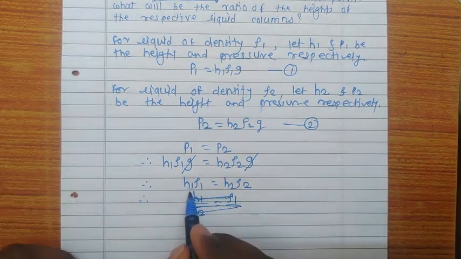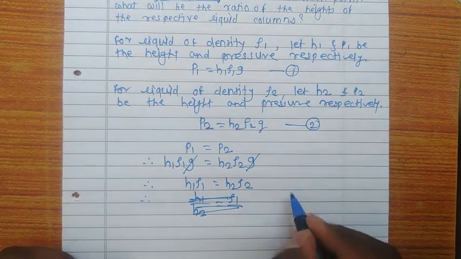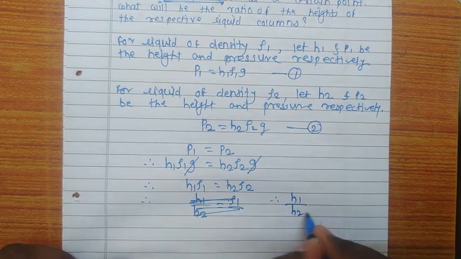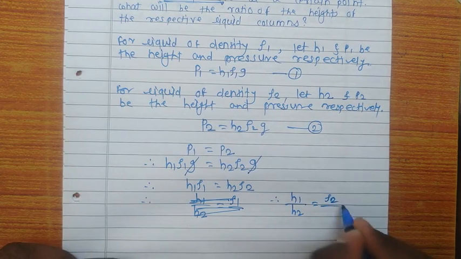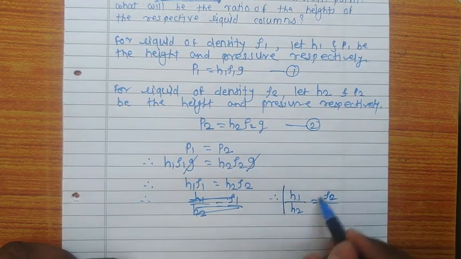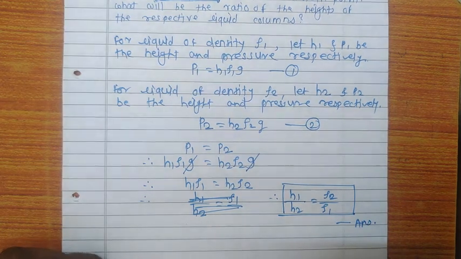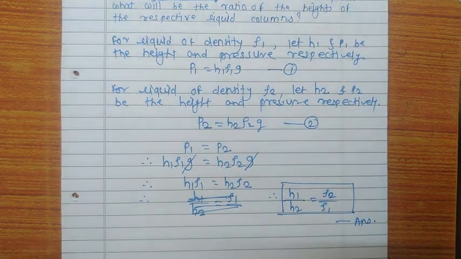So from this, h1 rho 1 is equal to h2 rho 2. Therefore h1 upon h2 is equal to rho 2 upon rho 1. This is the final answer. Now move to the next question.